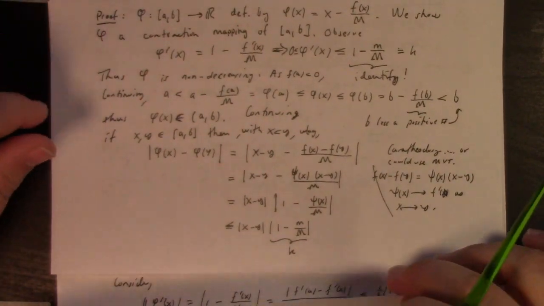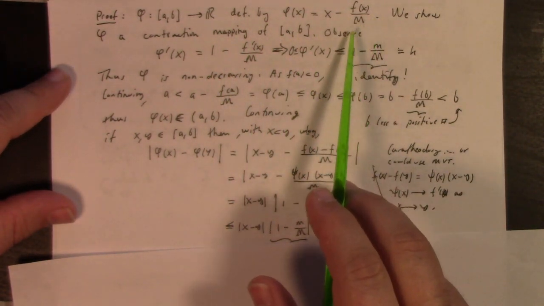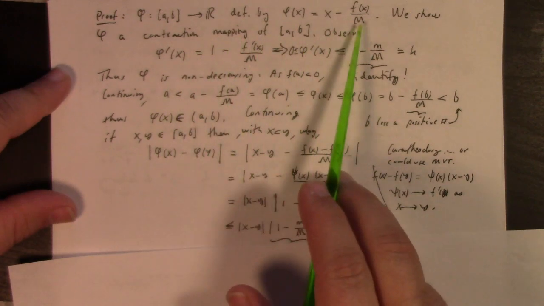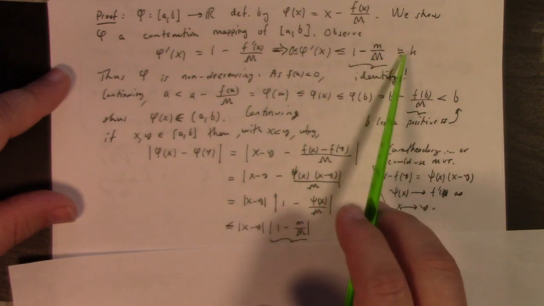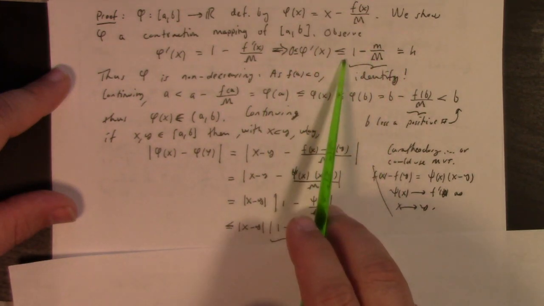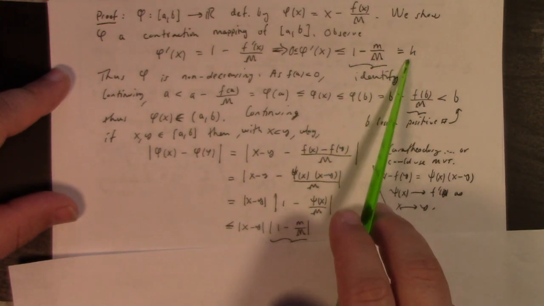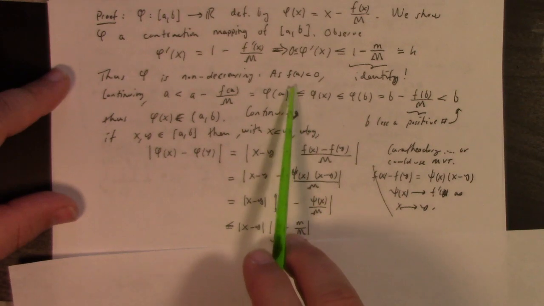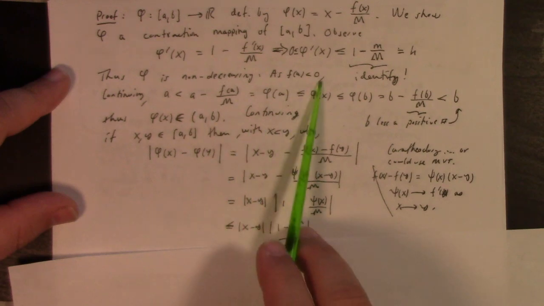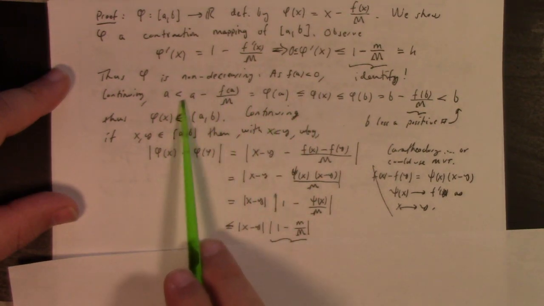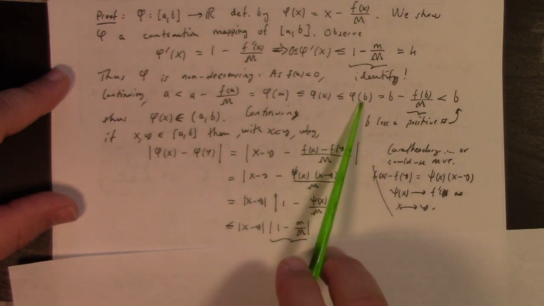So here's the proof of that. Phi from A to B: show it's a contraction mapping. Let's see what I do. I differentiate this, and I get that the slope, phi prime of x, is less than or equal to 1 minus m over M, which I defined to be k. So phi is non-decreasing, and since f(a) is less than 0, that gives me this is less than that, is less than that.